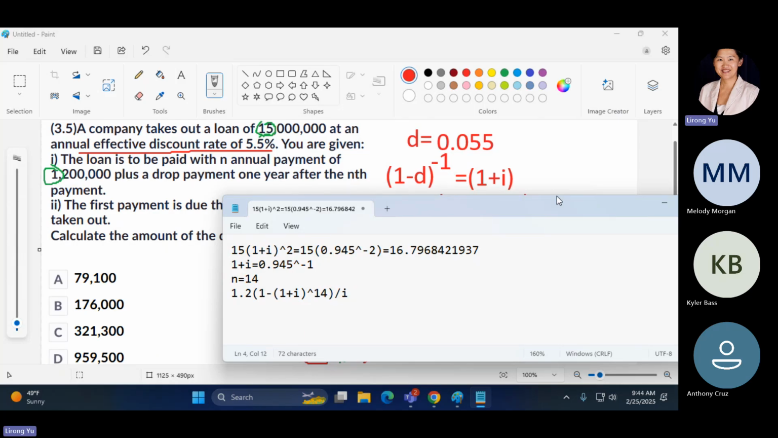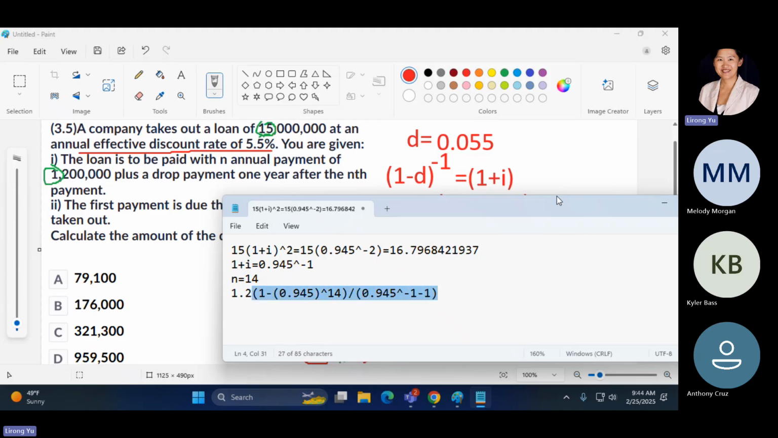Okay, so negative 1, and then this is going to be 0.945. So that's 1 plus i to the negative power, and we reach this to 14. Are we okay there? All right, and then the denominator is supposed to be i, and we have to see where the i is supposed to be. Here we're going to write the i formula. The i is going to be 0.945 to the negative power. That's 1 plus i, and then we have to minus 1 to get the i. And that's pretty much the a14.